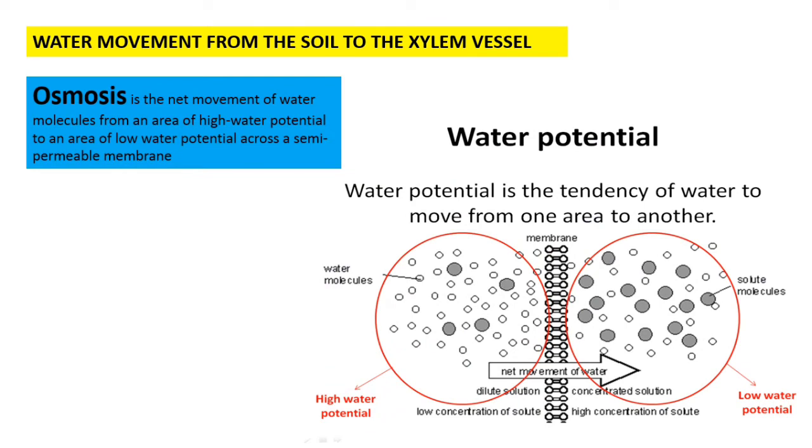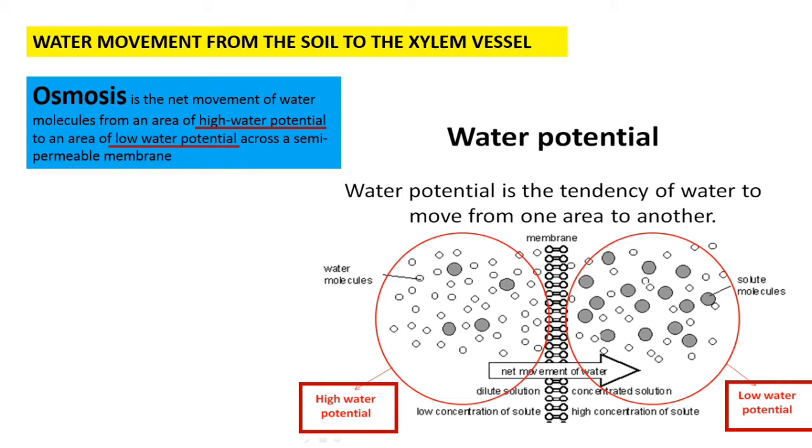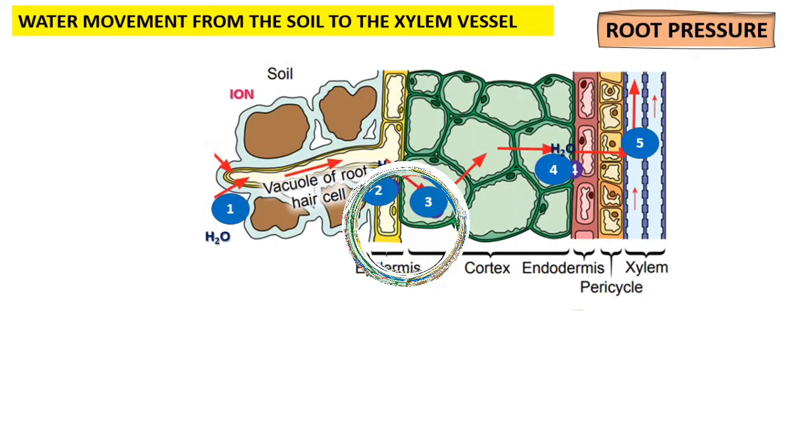Before we go to the root pressure, we have to refresh your mind about osmosis. You have learned about osmosis during Form 4. Osmosis is the net movement of water molecules from an area of high water potential to an area of low water potential across a semi-permeable membrane. Okay, water moves from high water potential to low water potential. Now, in the next slides we discuss the root pressure.